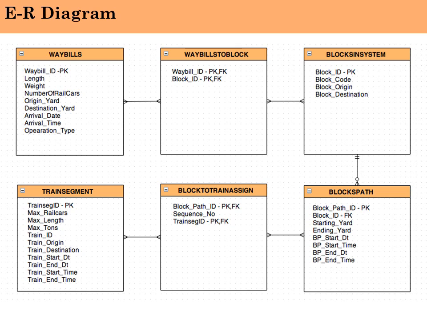Here is the ER diagram for the system. So we have a many-to-many relationship between the waybill table and waybills to block, and again a many-to-many relationship between the waybills to block table and blocks in system. Then we have a one-to-many relationship between the blocks in system table and block path, and then many-to-many relationships between block path and block to train assigned, and train segment and block to train assigned.